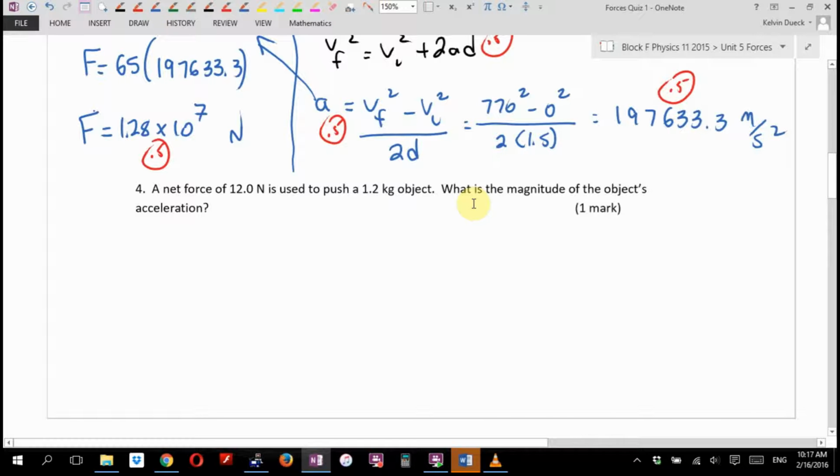Courtney, how many marks is number 4 worth? Probably meant to be easier. Oh, and what's the word in front of the word force? Net. Oh, you know what? I can go straight to just saying net force is MA. Except, what do they want me to find in this question? All magnitude means is answer, so what do you want me to find? The magnitude of the acceleration. How would I get the A by itself, kiddo?